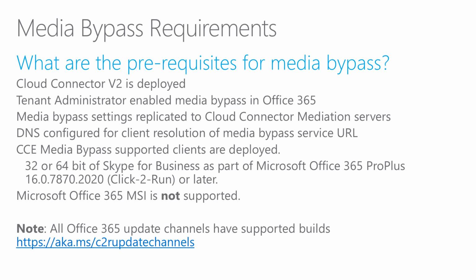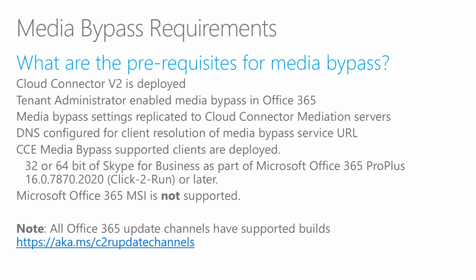Media bypass requirements. What are the prerequisites for media bypass? Well, first, Cloud Connector version 2 needs to be deployed at all sites. The tenant administrator needs to have enabled media bypass in Office 365. Media bypass is not enabled by default, so tenant administrators will need to enable it if they wish to use media bypass. Media bypass settings then need to be replicated from the cloud to all Cloud Connector mediation servers. DNS needs to be configured so that clients can resolve the media bypass service URL. CCE media bypass supported clients need to be deployed in order for media bypass to function.